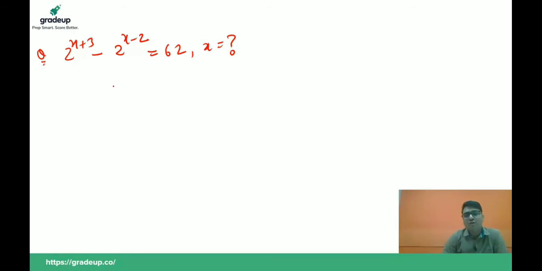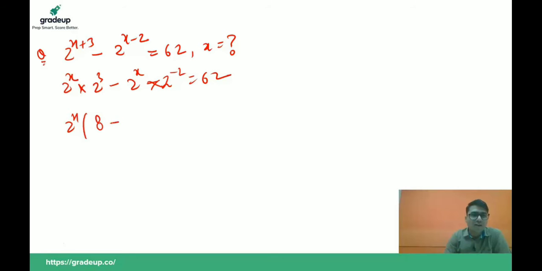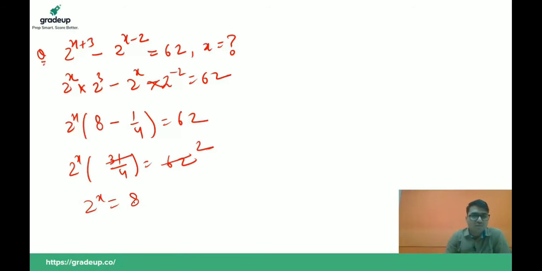For this question, please pause the video and try to solve it. Now, 2 raised to the power x into 2 raised to the power 3 minus 2 raised to the power x into 2 raised to the power minus 2 is equal to 62. Now, 2 raised to the power x is common, then you are left with 8 minus 1 by 4 is equal to 62. 2 raised to the power x into 31 by 4 equals 62. 31 2s are 62, so you are left with 8. So 2 raised to the power x equals 2 raised to the power 3. Then x equals 3. This will be your final answer.